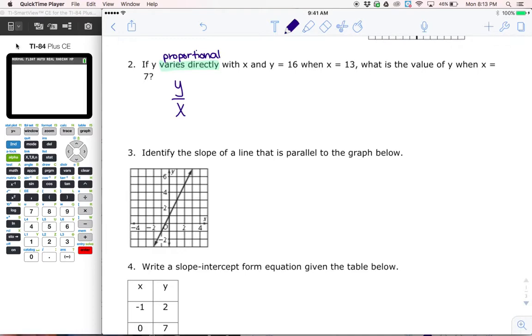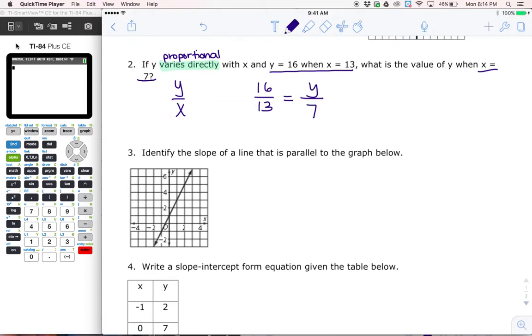So let's go ahead and get started. Y is 16 when x is 13. So 16 over 13. This is going to be proportional to the next thing they tell us. So they say, what is y when x is 7? Now, based on how I set up my first fraction, I have to put 7 on the bottom, right? I'm saying x's go on the bottom. And we're going to solve for y.